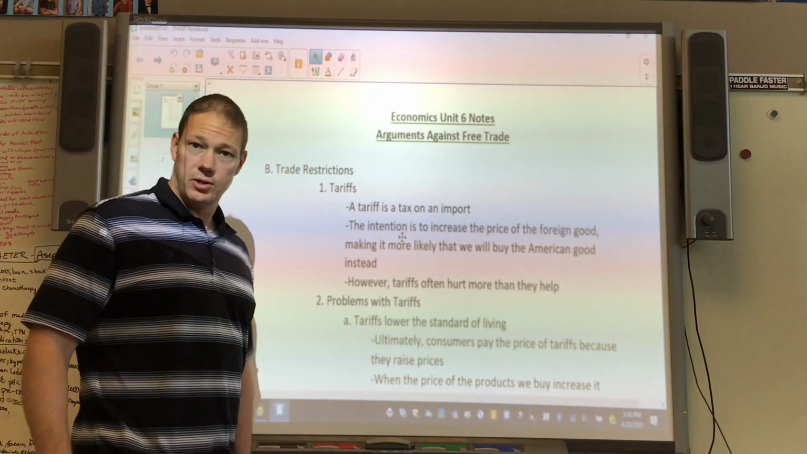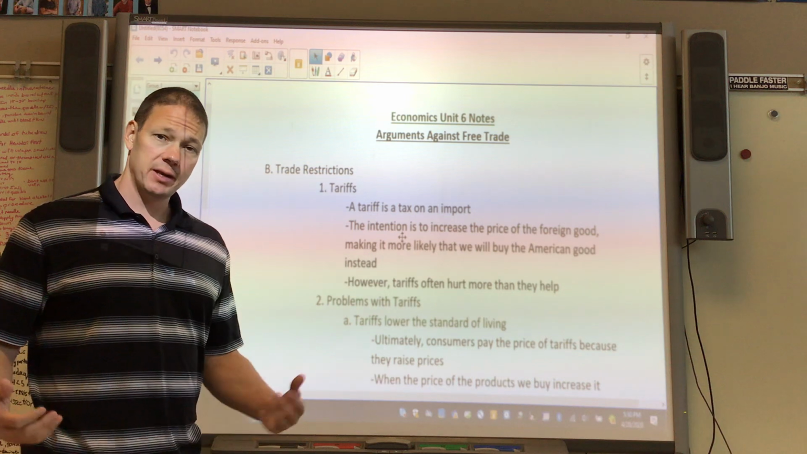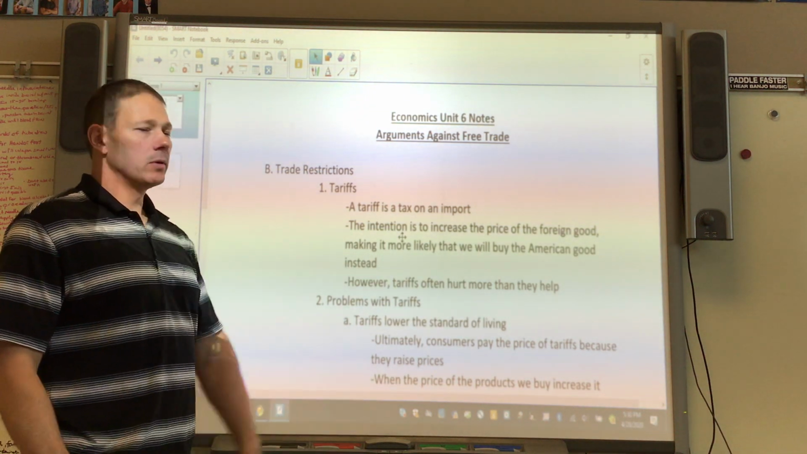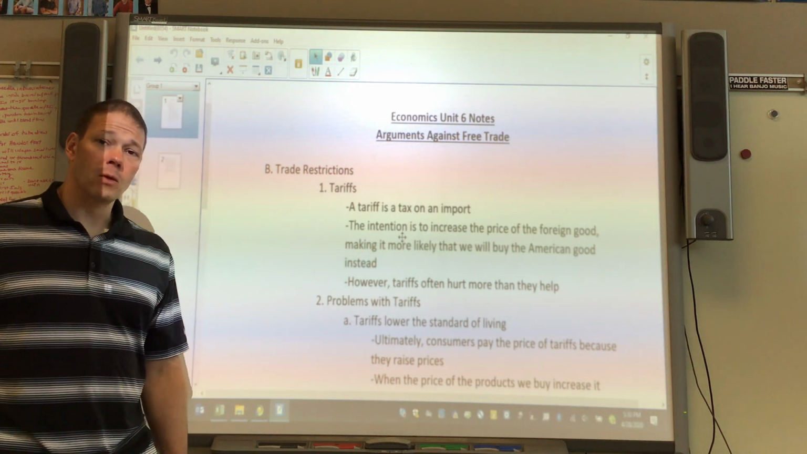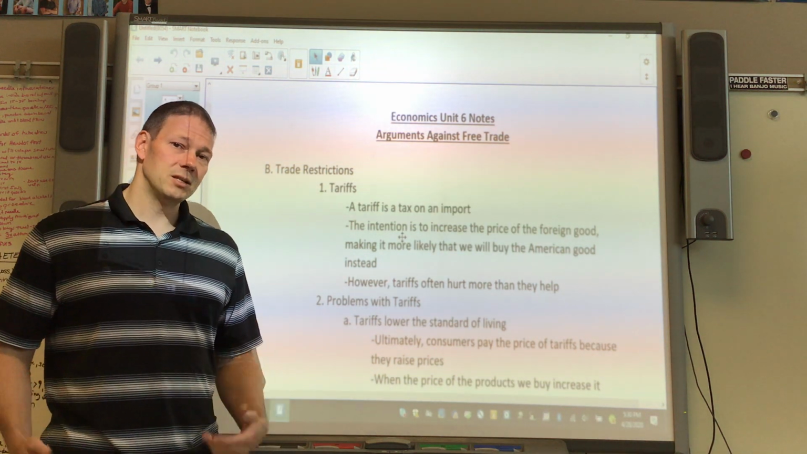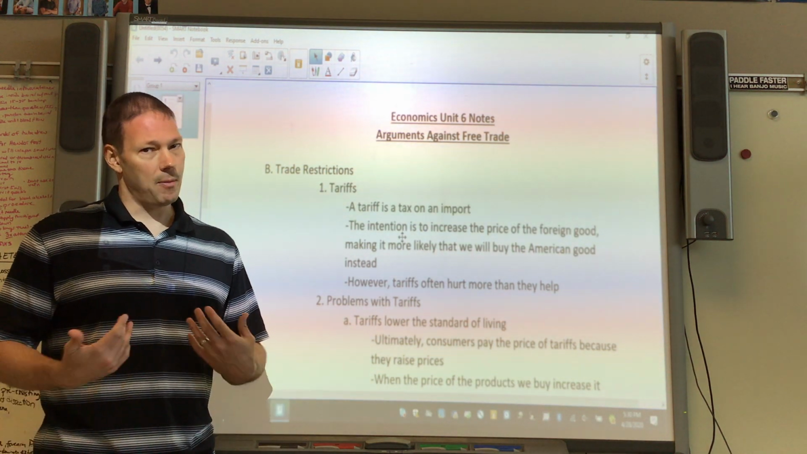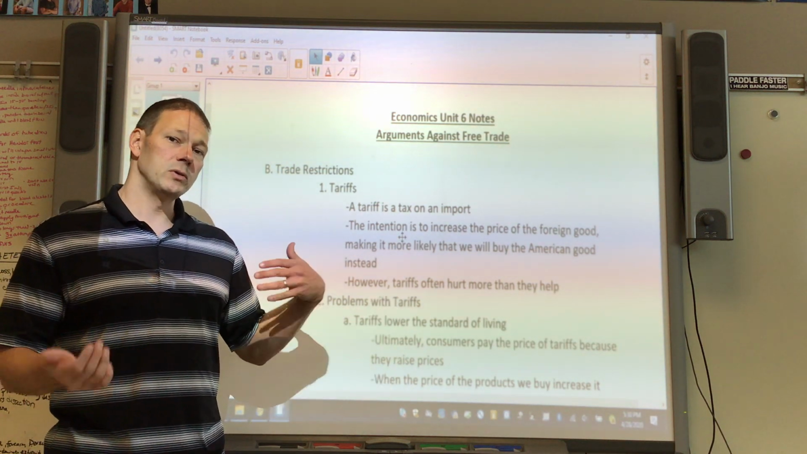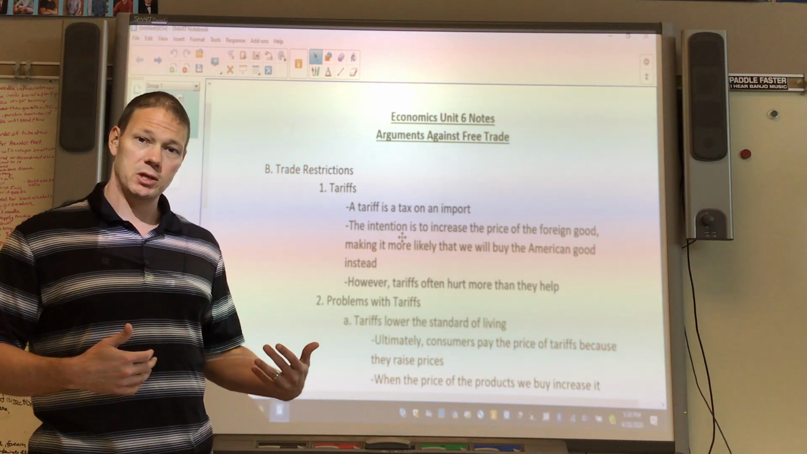Hello, my Econ students. So we're here with our second section of notes for this last unit on international trade. And what we're looking at are the main arguments and the ways that people argue against free trade. Now, as you know, I'm a fan of free trade. We've already seen that. We talked about that with the first set of notes and then with yesterday's worksheet.